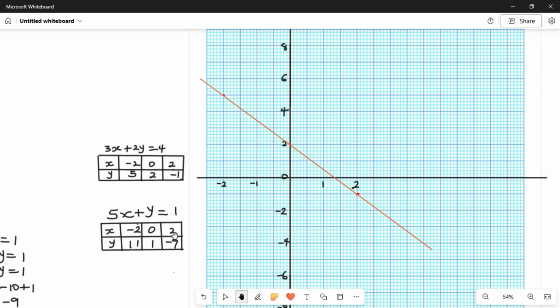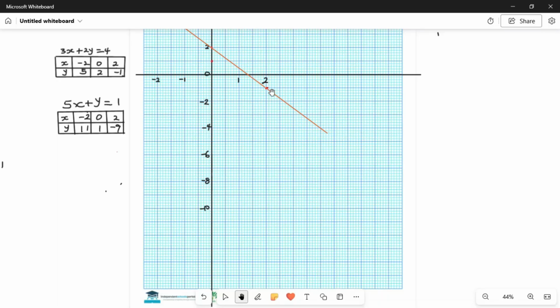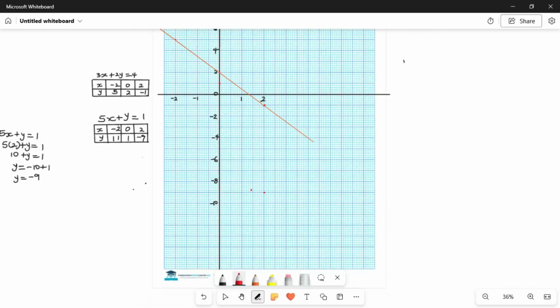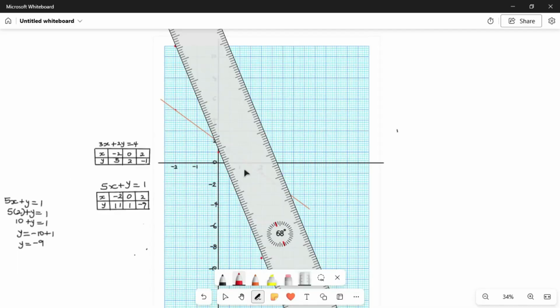The second one, when x equals 0, y is 1. So this is x equals 0, then this is y equals 1. This is 1 here. So we have the second point here. Then lastly, when x equals 2, y is minus 9. This is x equals 2, then minus 9. So minus 9 is right here. So we have the point here. You do the same thing. You join the three points together. Okay, I think this is the best we can have.